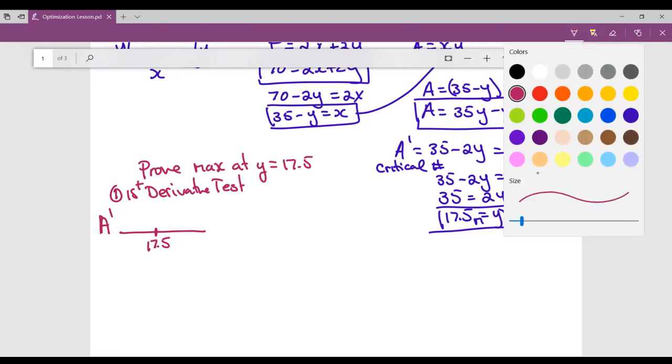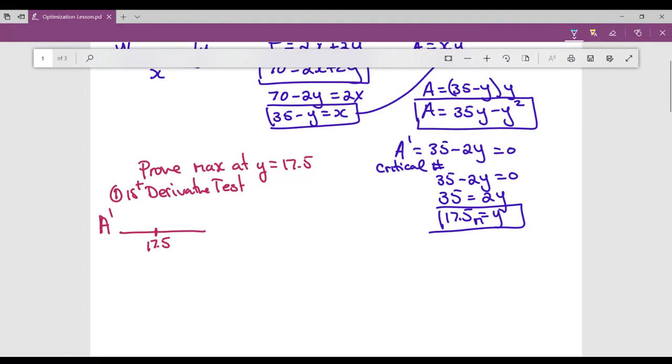So if I put in a number less than 17.5, it could be anything, let's pick 0 because 0 is easy, into the first derivative. I put y equal to 0 in there, I get 35, positive, increasing. If I pick a number greater than 17.5, say 50, into here, I'm going to get 35 minus 100, which means it's negative, so decreasing. Therefore, we know we have a max at y equals 17.5.